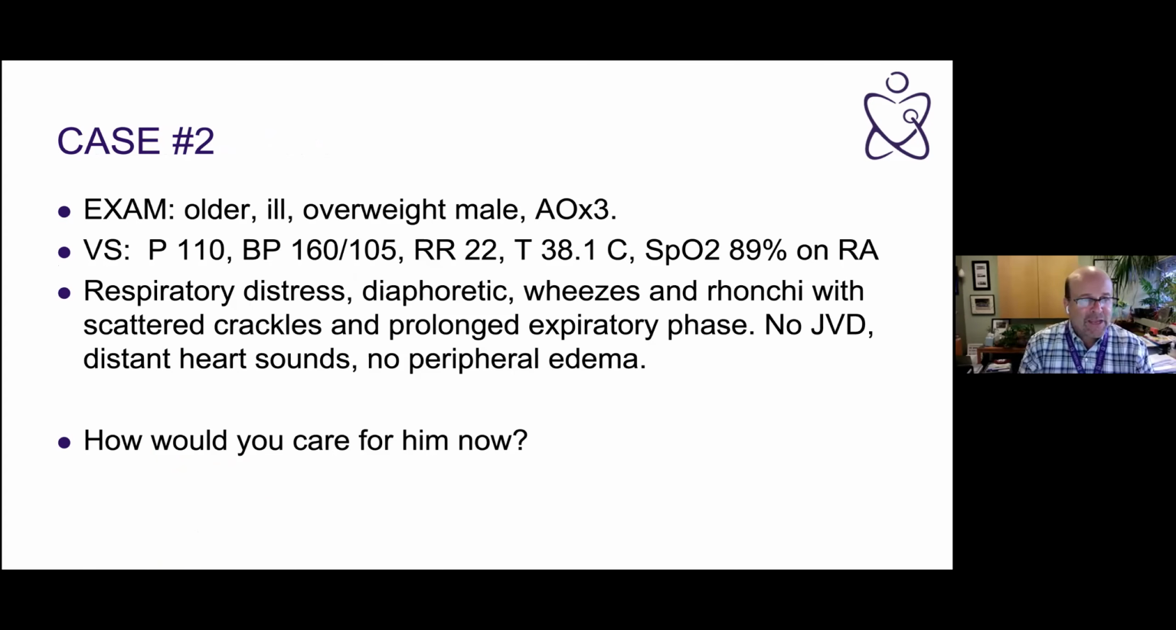So you go to see him. He's an older man. He looks acutely ill. He's a little bit overweight. He's alert and oriented times 3. His heart rate's 110. His blood pressure's up, 160 over 105. His respiratory rate's 22. His temp is 38.1. Sats are 89% on room air. And he's got respiratory distress. He's diaphoretic. He's working hard to breathe. He's got wheezes and rhonchi with scattered crackles and a really prolonged exhalation phase.